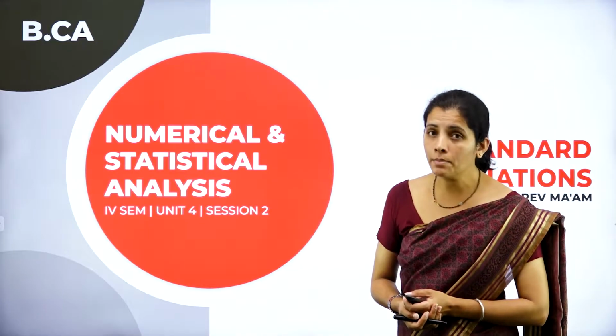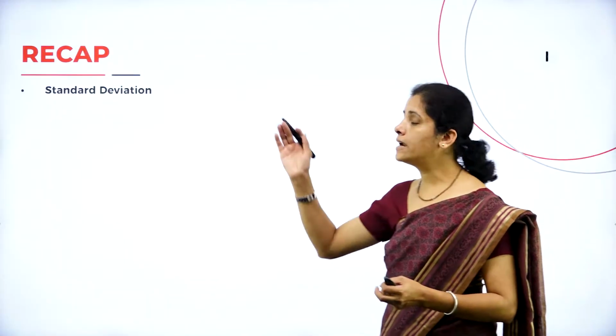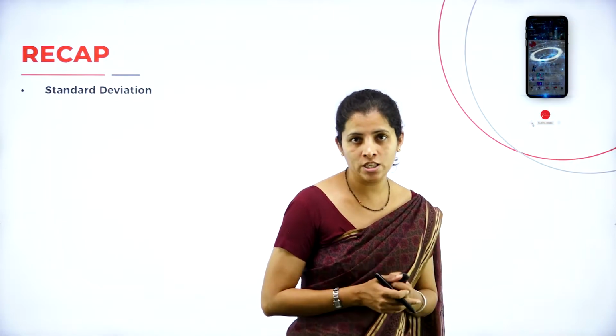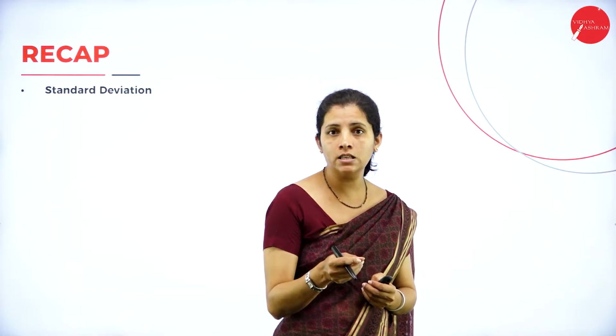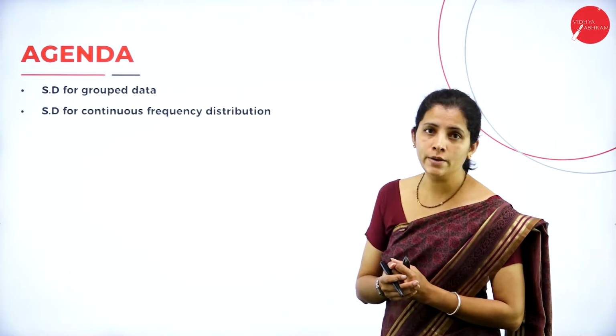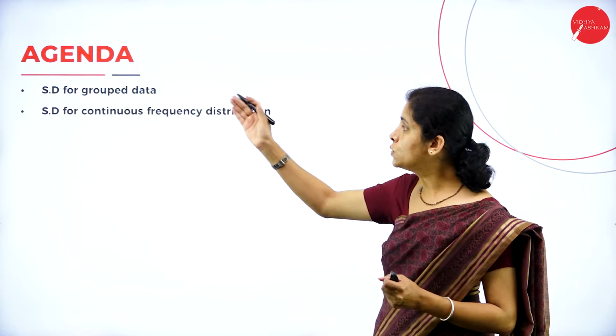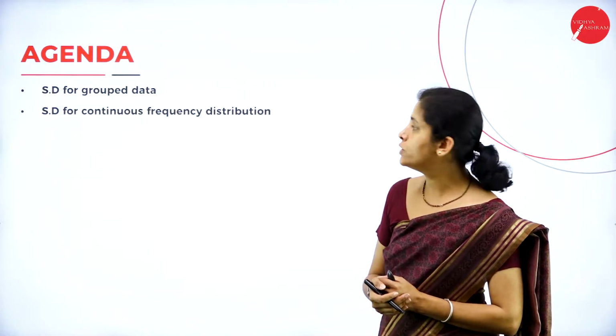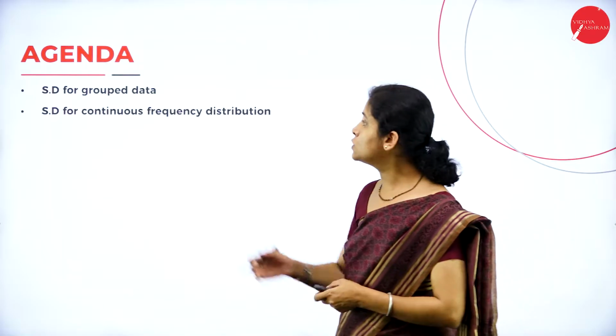So dear student, in my last class, I started with standard deviation and the different types of standard deviation under grouped data, ungrouped data as well as continuous frequency. And in my last class, I have discussed direct method, mean method, assumed mean method as well as step deviation method under ungrouped data. But in my today's session, I'm going to deal with standard deviation for grouped data as well as continuous frequency. So what is grouped data?